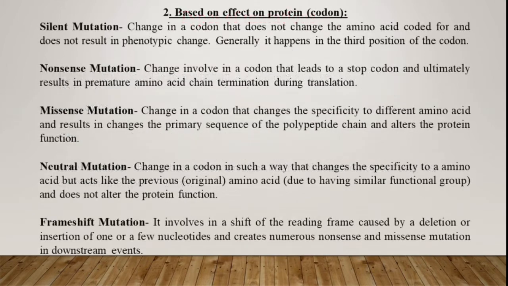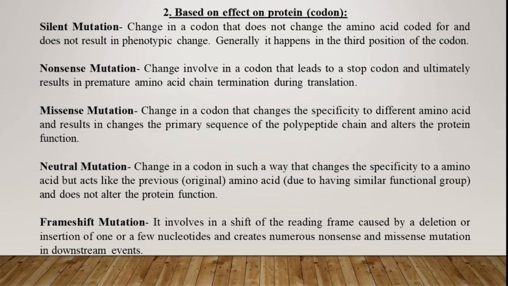Next is the classification based on the effect on the protein. Some types of mutation under effect on protein are silent mutation, nonsense mutation, missense mutation, neutral mutation, and frameshift mutation. At first, silent mutation. It is a change in a codon that does not change the amino acid coded for and does not result in phenotypic change. Generally, it happens in the third position of the codon.